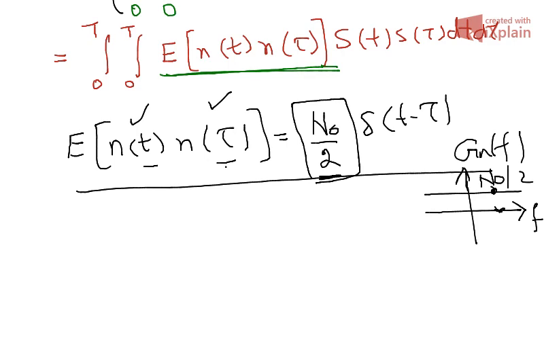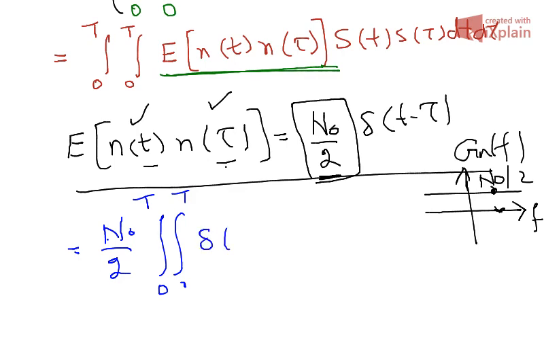So if we substitute this N naught over 2 in the above expression, we would get N naught over 2 times the integral from 0 to T of delta of t minus tau, s of t, s of tau, dt d tau. We don't have a double integral because one integral goes with the delta function we have written. Let me rewrite it specifically and then I will solve it. We are left with this integral now.